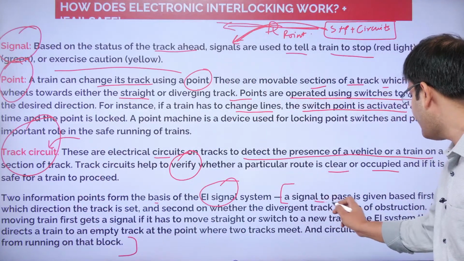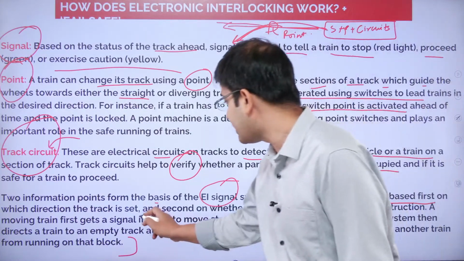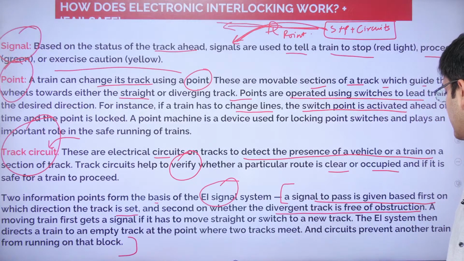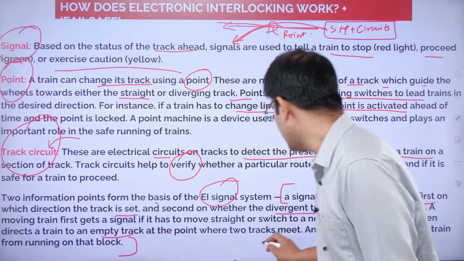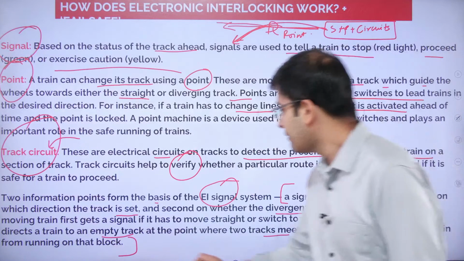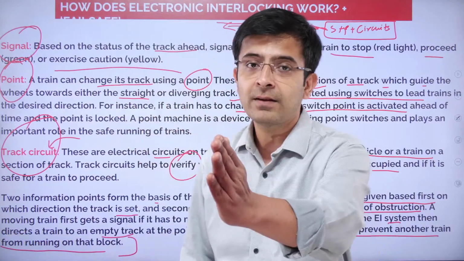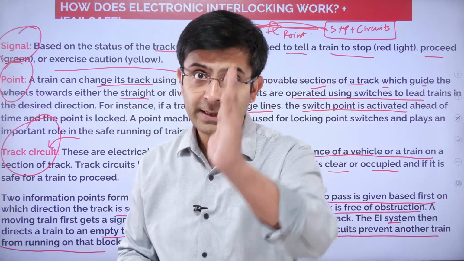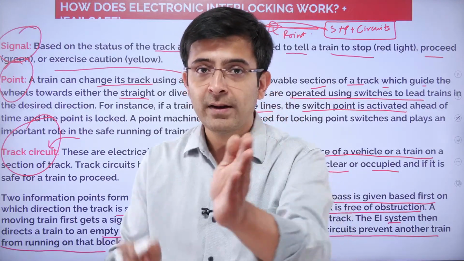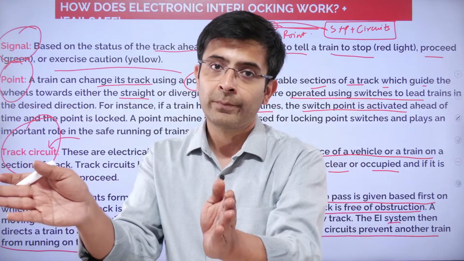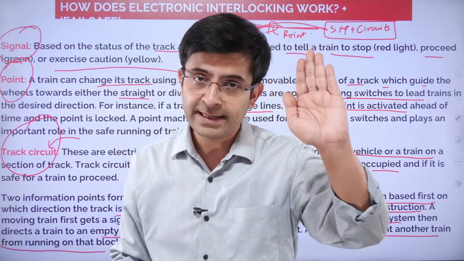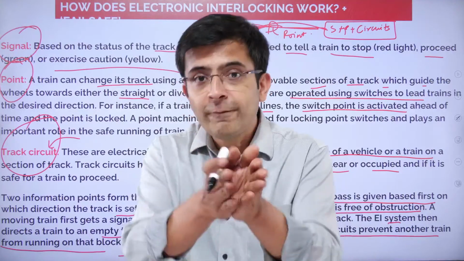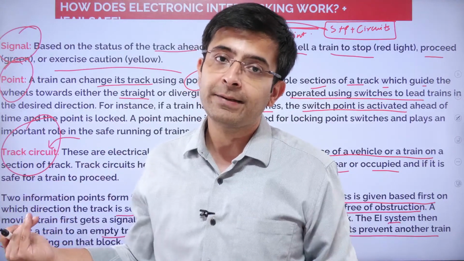So a signal to pass is given based first on which direction the track is set, and second, whether the divergent track is free of obstruction. The EI system then directs the train to an empty track where two tracks meet, and the circuit prevents another train from running on that block. Essentially, the driver is going to get the information first through these relay circuits that there is an obstacle ahead, or that track is occupied, which is why he is now being routed towards the other track. Obviously, the driver also sees the signaling system. He will know if it's red, yellow, green. He will know what to do. But his movement is essentially guided by the electronic interlocking system.